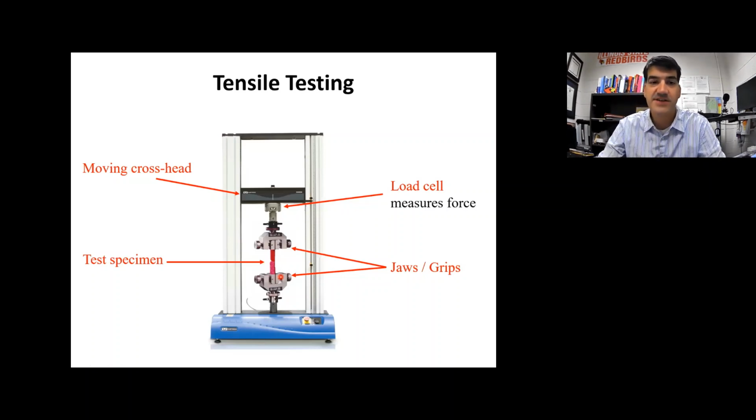So what we have is a moving crosshead. This is what moves to stretch the part. We have a load cell. This is what actually measures the amount of force, and that gets reported to the computer, which is going to log that data. And then we have the test specimen itself, and then of course we have these grips that are going to have to grab the specimen and hold it in place as it's being stretched.